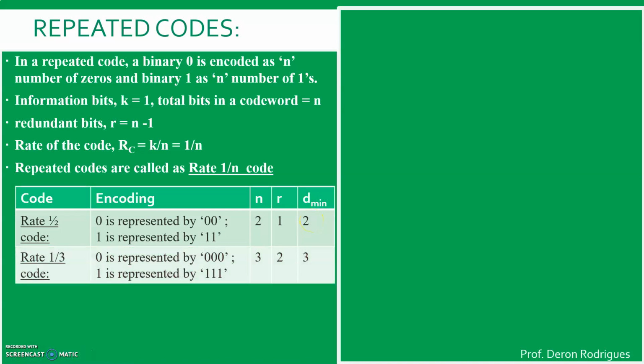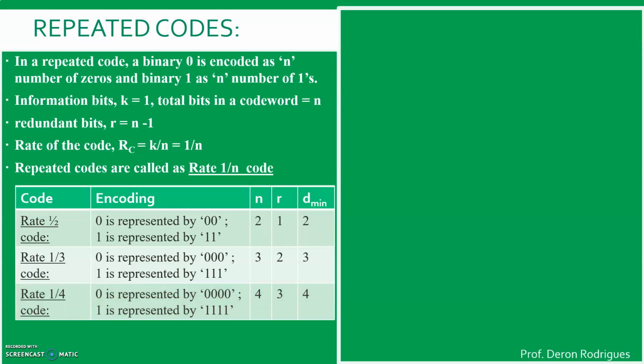In the rate 1 by 3 code, a 0 is represented by 3 zeros and a 1 is represented by 3 ones. As can be seen, n is equal to 3. So one message bit is already there and the 2 extra bits are added. So r is equal to 2. And the minimum distance is equal to 3 because all 3 bits in both the code words are different. Similarly, rate 1 by 4 code, as it is obvious, a 0 is represented by 4 zeros and a 1 is represented by 4 ones and so on.